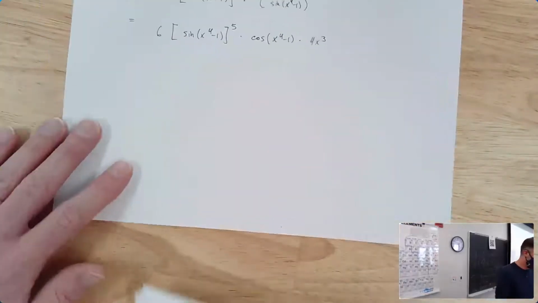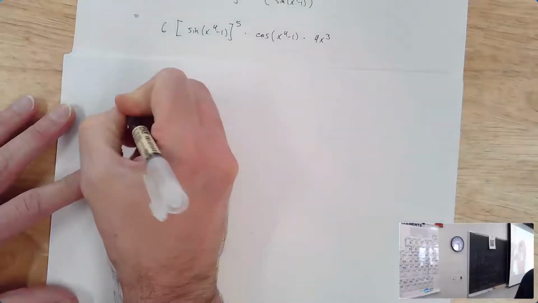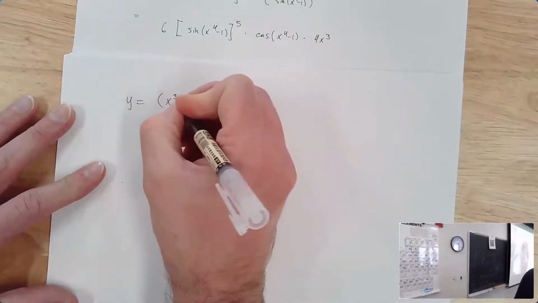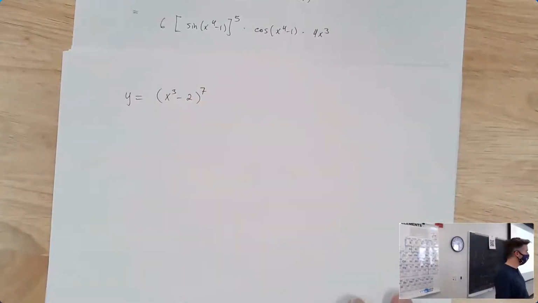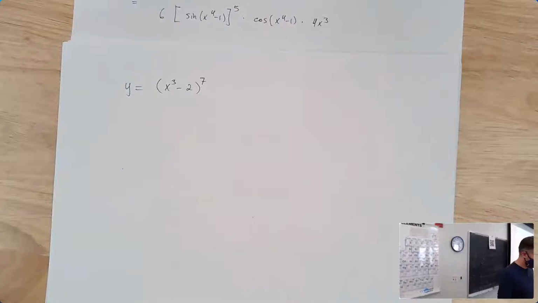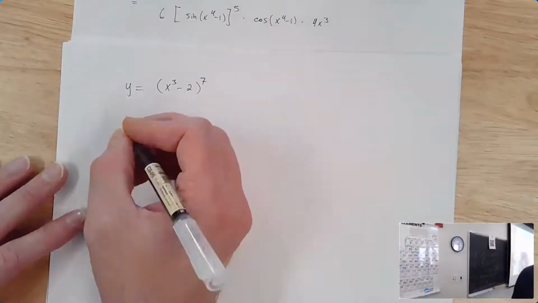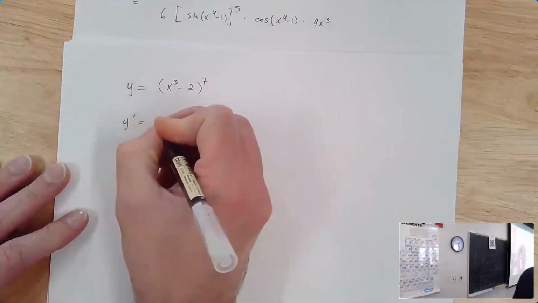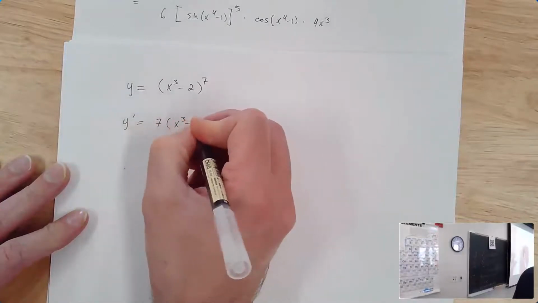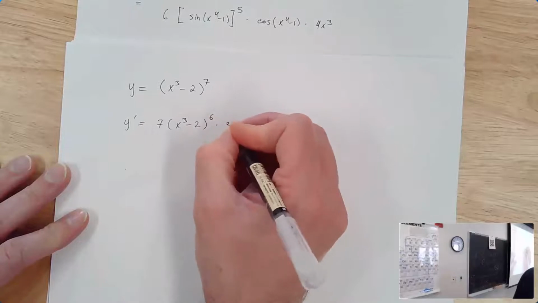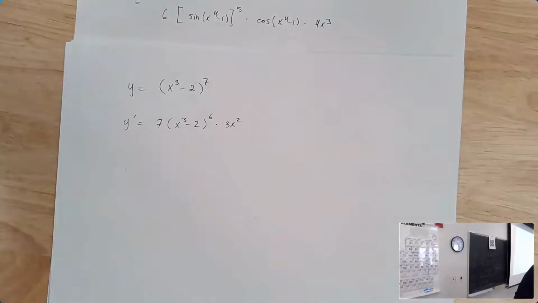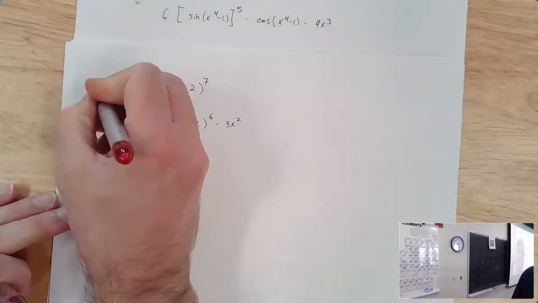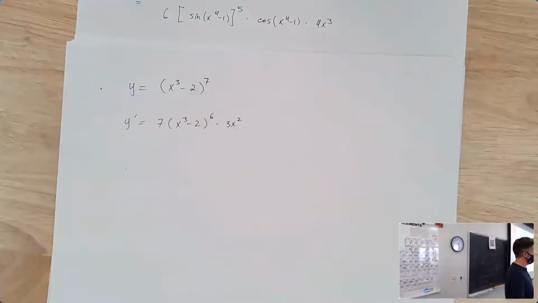Here's a much easier example of the chain rule. Let's say we have a function like y equal to x cubed minus 2 to the 7th power. It's only a one-step chain problem instead of a two-step chain problem. So the normal way, if I was just taking the derivative, I would say y prime is 7 times my stuff to the 6th power times the derivative of my stuff. However, there are things people like to do.